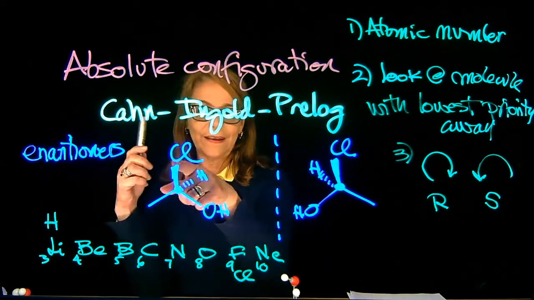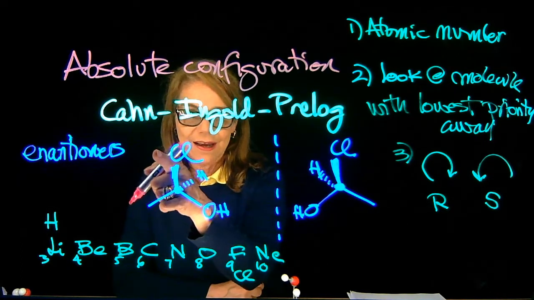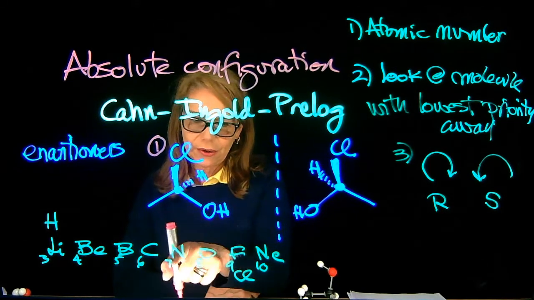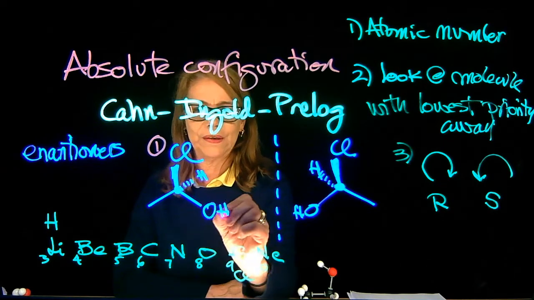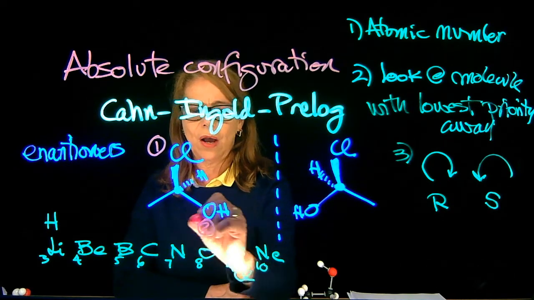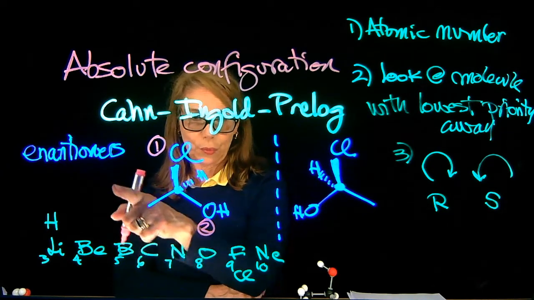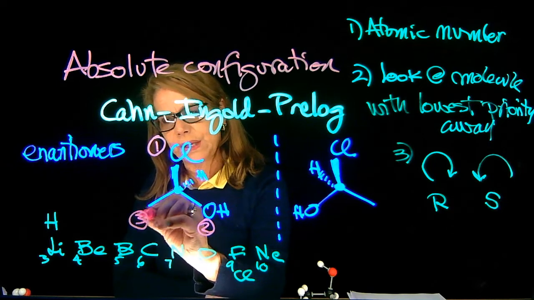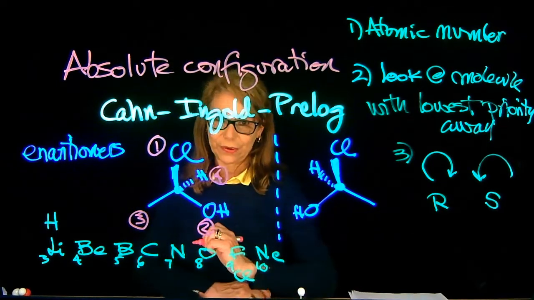So let's do this in the example now. This is my chiral center. The highest atomic number attached is chlorine. Then let's look here. Oxygen has a higher atomic number than carbon, so this will be my priority 2. Then I have here a carbon. Remember, that's a carbon atom with 3 hydrogens attached. That's a methyl, so that will be my priority 3. And the lowest atomic number is hydrogen. So here I have that.